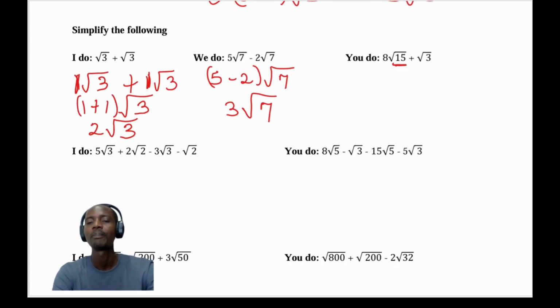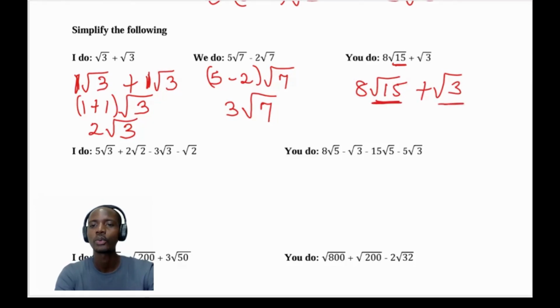So 8 root 15 plus root 3. It still remains 8 root 15 plus root 3, since the radical parts, root 15 and root 3, are not the same. So we cannot add the two surds together. So that is the answer. We'll leave it that way.